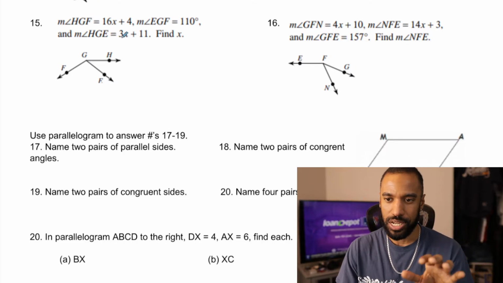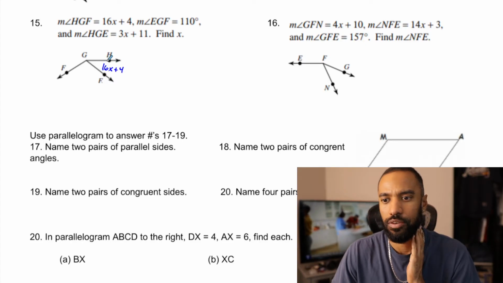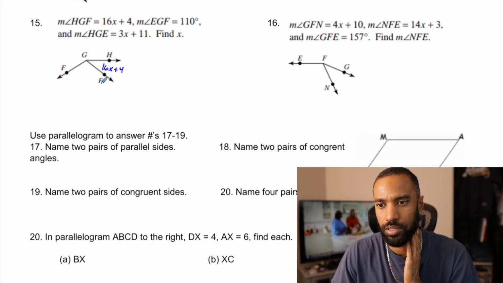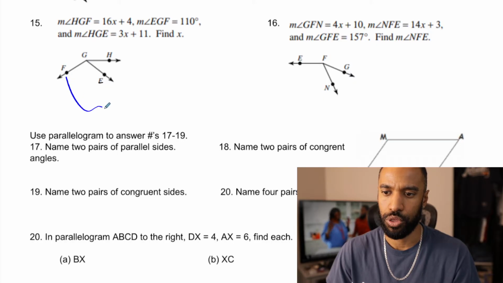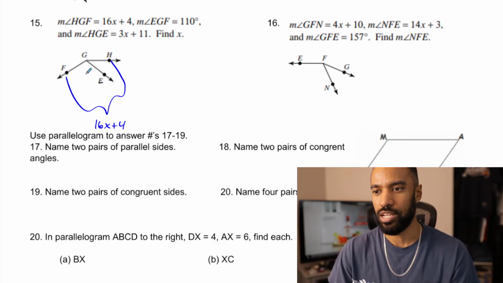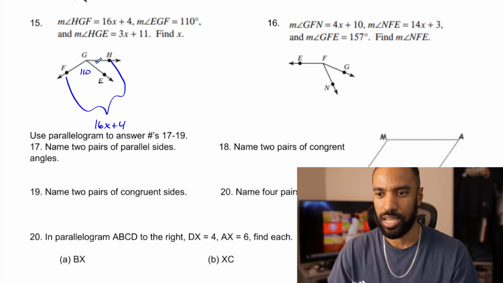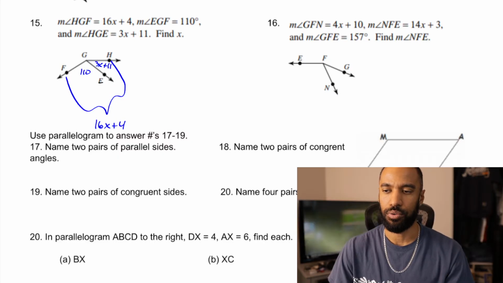Measure of angle HGF is 16x plus 4. You know what? This might have been an E right here. So HGF is the whole thing, 16x plus 4. Measure of angle EGF is 110, and HGE is 3x plus 11. Find x. So these two add up to equal the third thing.